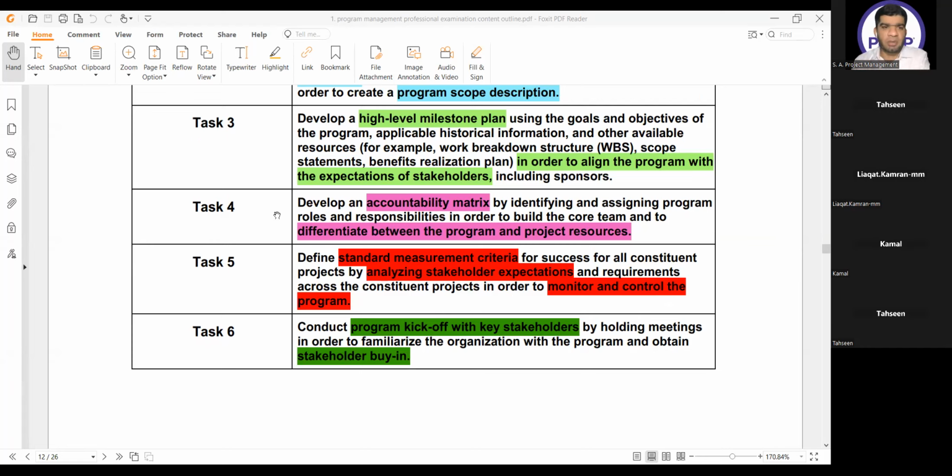Okay, now read task 5. Can you see the screen? Okay. Task 5. Define standard measurement criteria for success for all constituent projects by analyzing stakeholder expectations and requirements across the constituent projects in order to monitor and control the program.